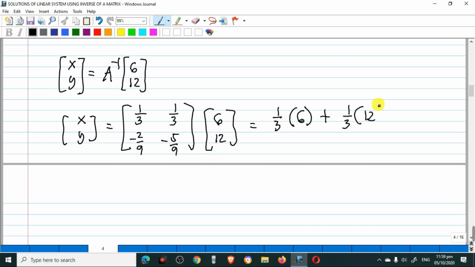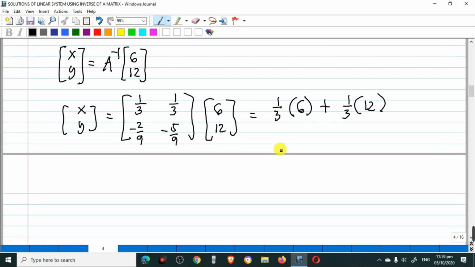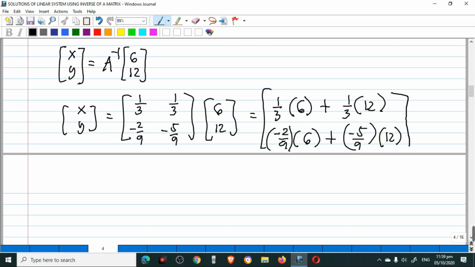Multiplied by 12. Then the second row is equals to negative 2 over 9 multiplied by 6 again, and plus negative 5 over 9. I will put parentheses for clarity. And this is multiplied by 12. Okay? And this is your new 2 by 1 matrix. That will be the value of your x and y.